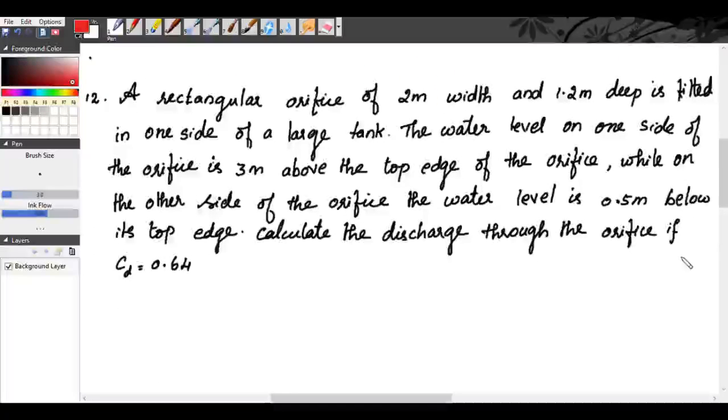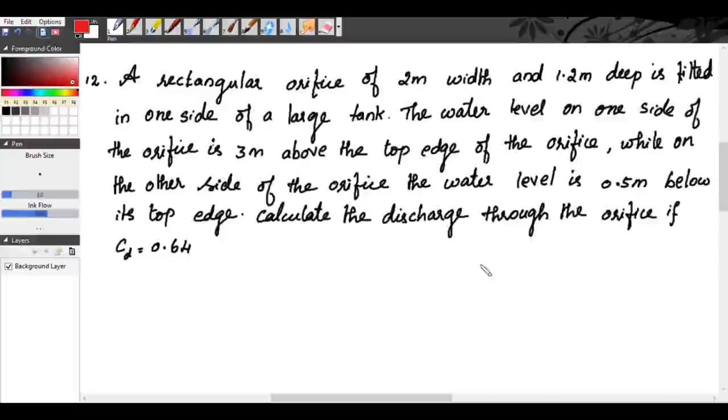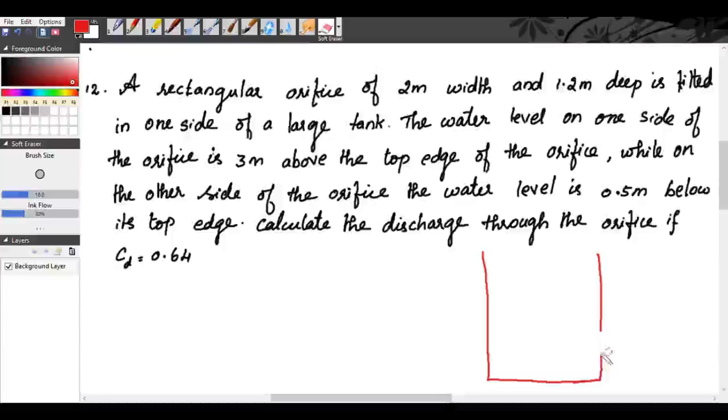So the next problem is: a rectangular orifice 2 meter width and 1.2 meter deep is fitted in one side of a large tank. So we have a tank, and in this tank on one side there is an orifice. The width of the orifice is 2 meter and the depth of the orifice is 1.2 meter.